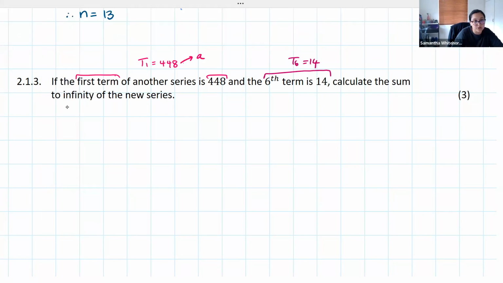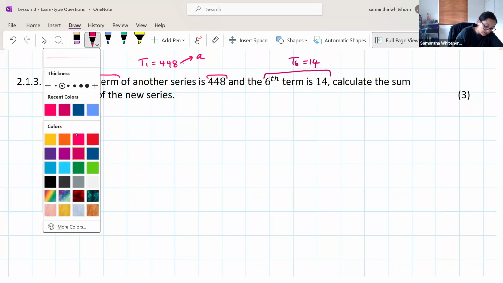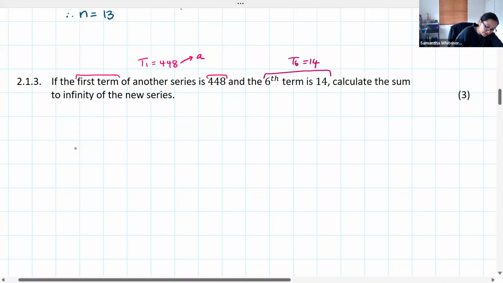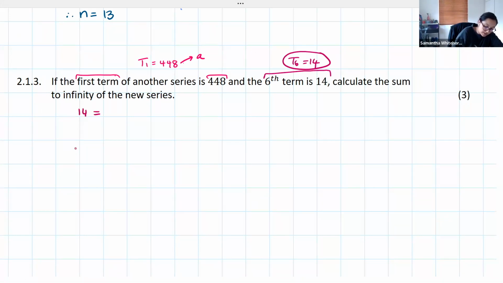This is our A value because it's term 1. We already know how to do this because we did it in the last question. But we know that if we substitute in this information, we can solve for R. So 14 is equal to, so Tn is equal to A, 448, times R to the power n minus 1, so 6 minus 1. I would divide both sides by the 448, giving me 1 over 32. And if you remember from before, the division yielded 32. So again, it's that inverse, R to the power 5.